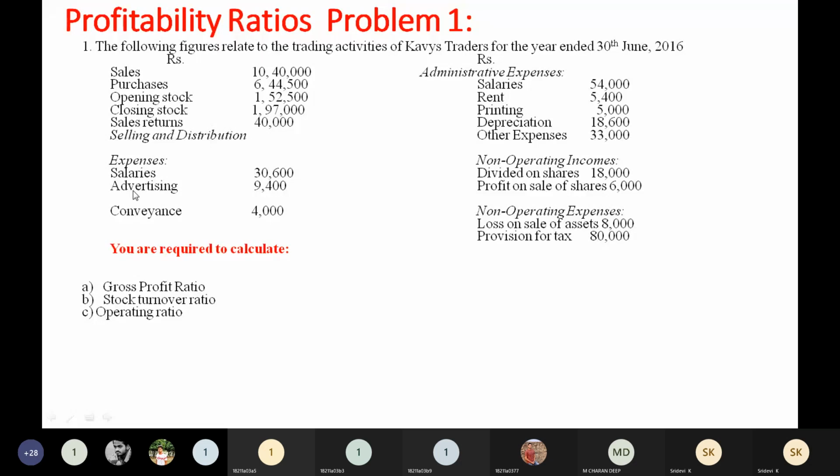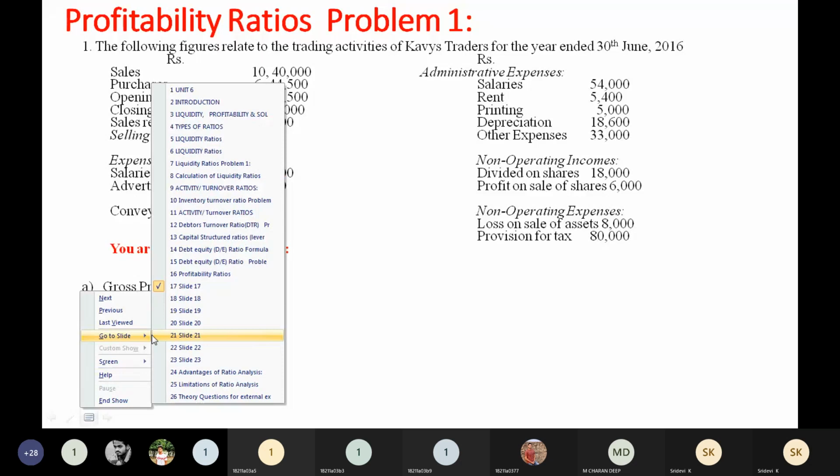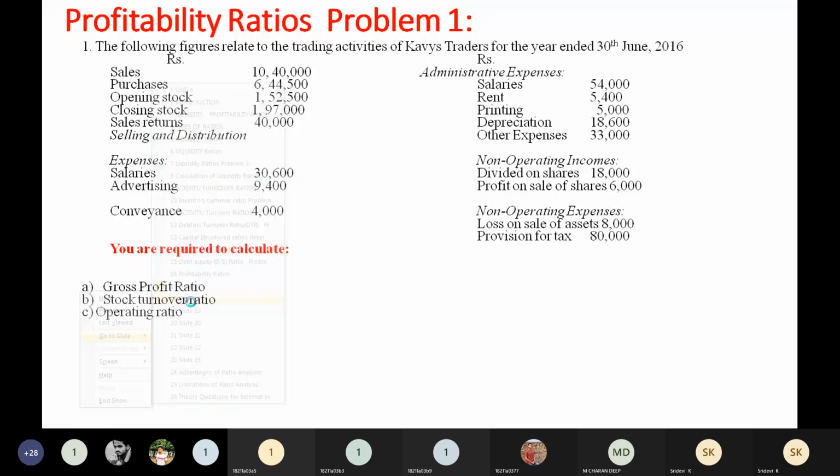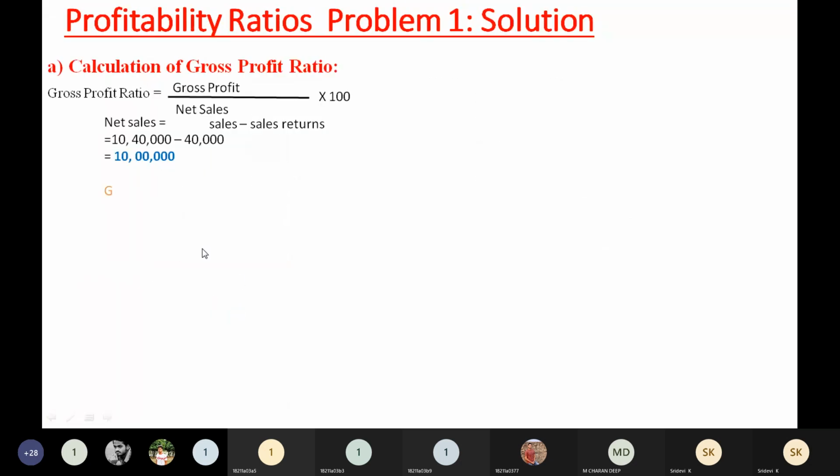So from this, you need to calculate the gross profit. So how to calculate? Let me go to the slide. Here the formula: gross profit is equal to sales minus cost of goods sold. Everyone note down this formula.